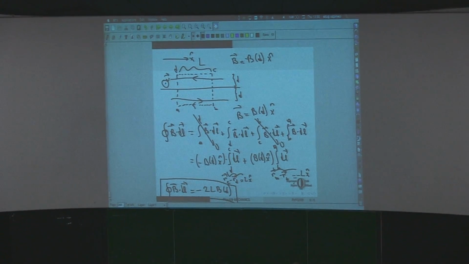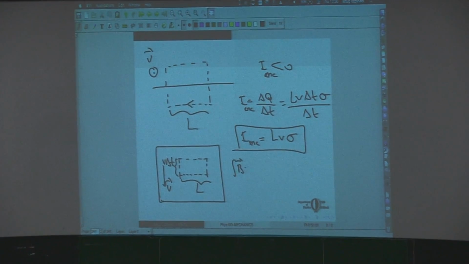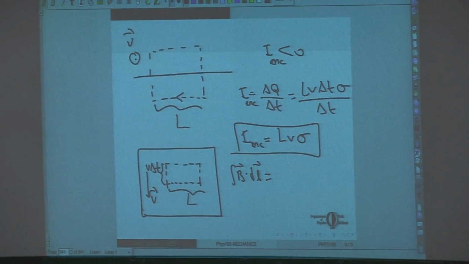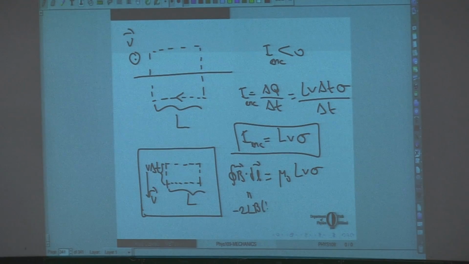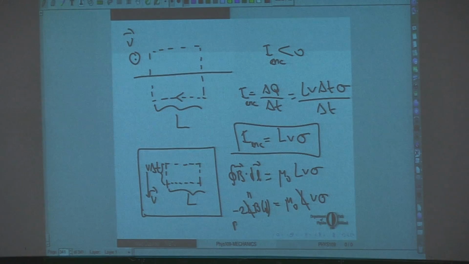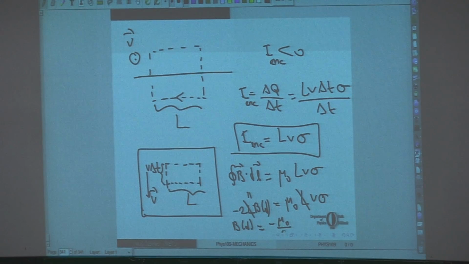Now let's see, B dot dl. This should be equal to mu0 LV sigma. This is our Ampere's law. But we had already evaluated this integral. This is minus 2L B at D. This is equal to mu0 L V sigma. Okay, now L's cancel. And we are left with B of D is equal to minus mu0 over 2 V sigma.